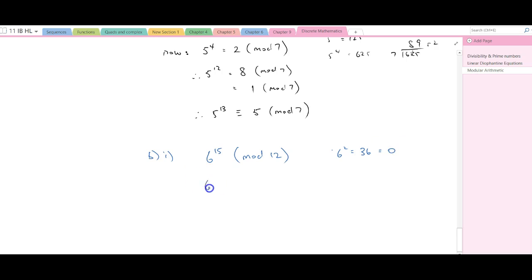So I can say that 6 squared is equal to 36, which is equivalent to 0 in mod 12. So that means that any multiple now of 6 squared is also going to be 0. So 6 to the power of 14 will equal 0 to the power of 7. So that's still 0 in mod 12. And in fact, if I now multiply both sides by 6, I still get 0 in mod 12. So we have 0 as our solution for B.